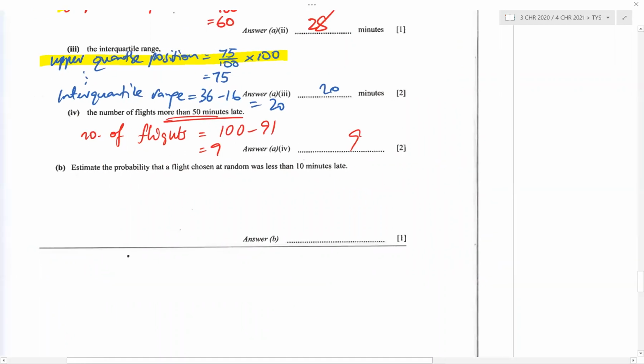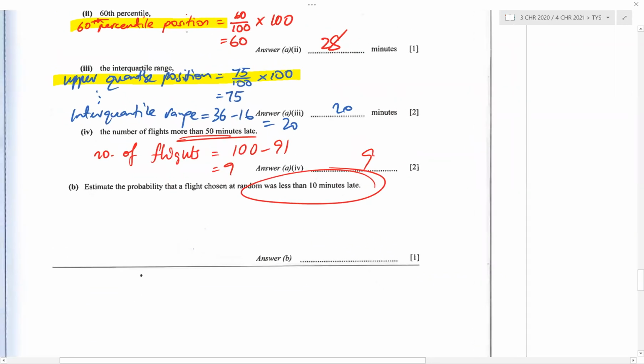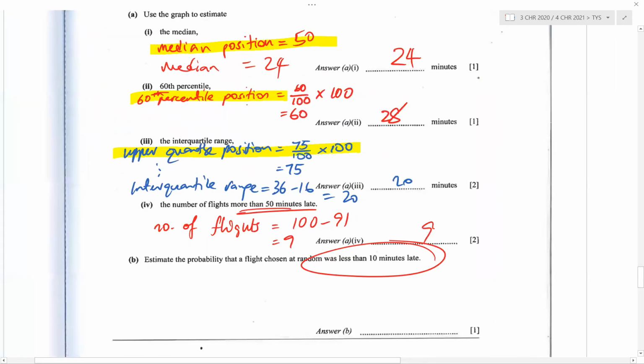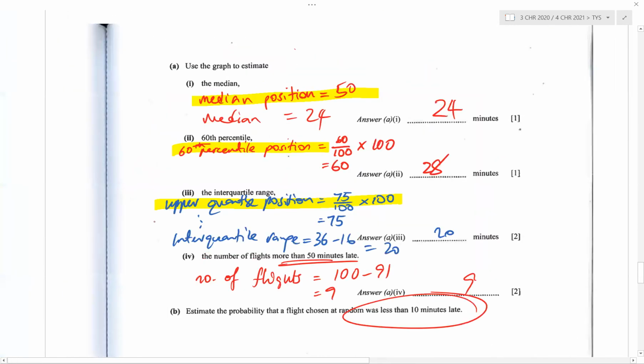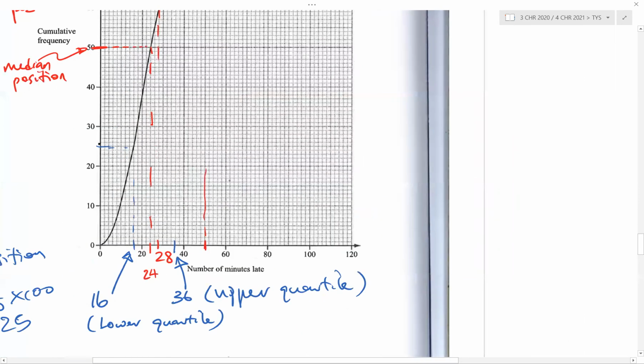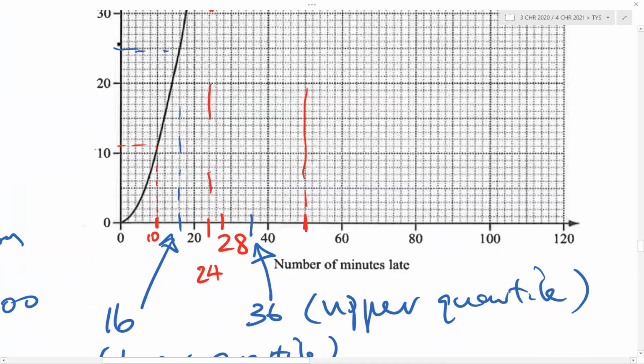So now, estimate the probability of a flight chosen at random. There are 100 flights. We're going to randomly choose one of them. What is the probability that the flight that you choose is late less than 10 minutes? Less than 10 minutes. So we need to find the 10-minute mark on the graph. 10-minute mark here. 10 minutes. Go up, and we see that it has a value of 11.